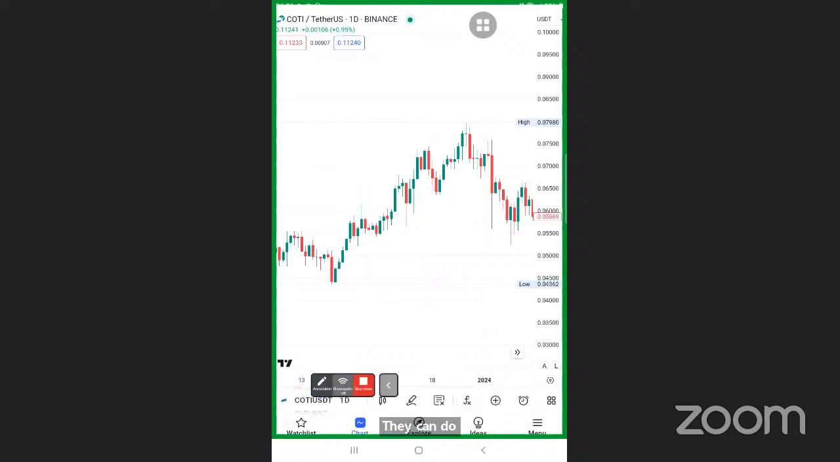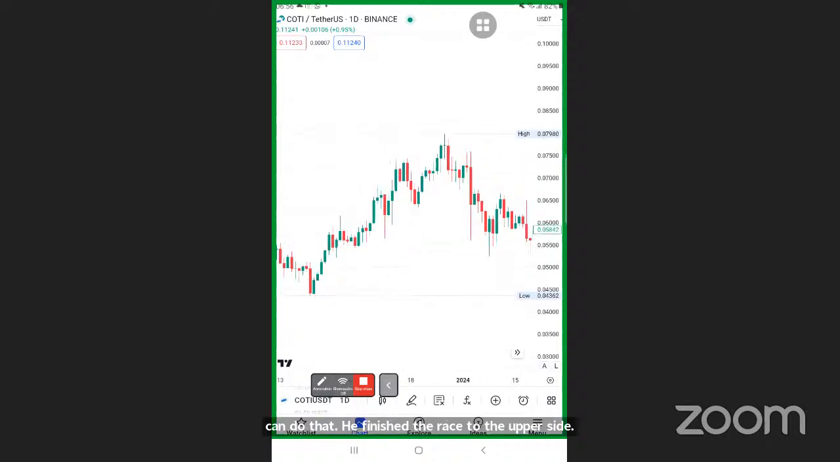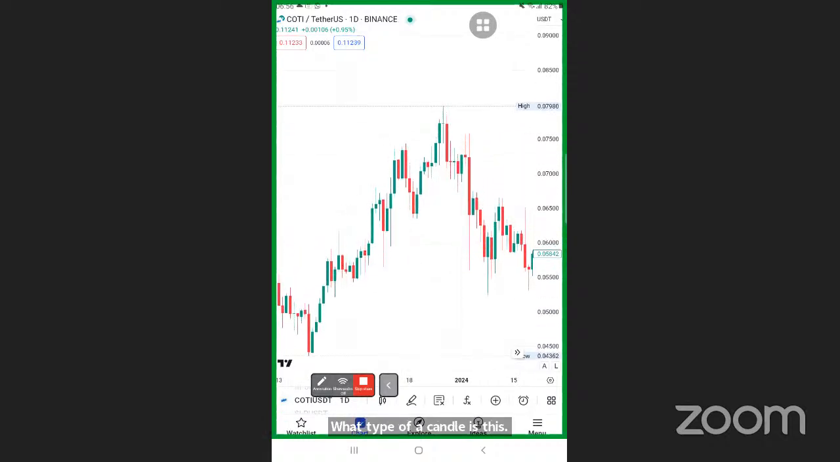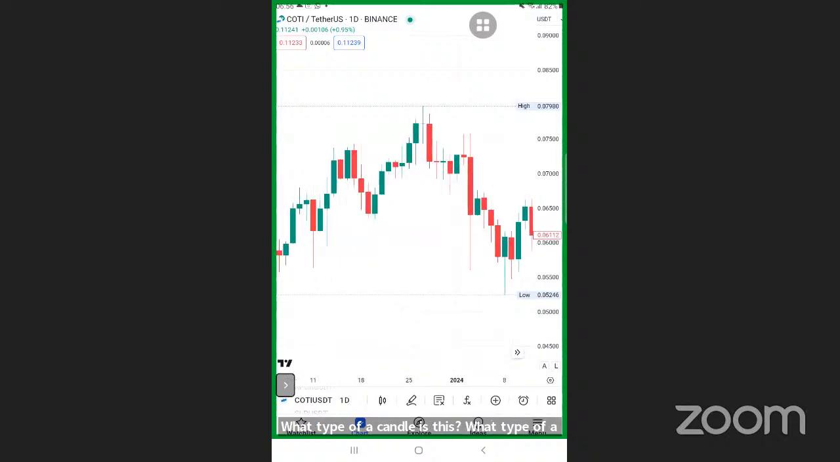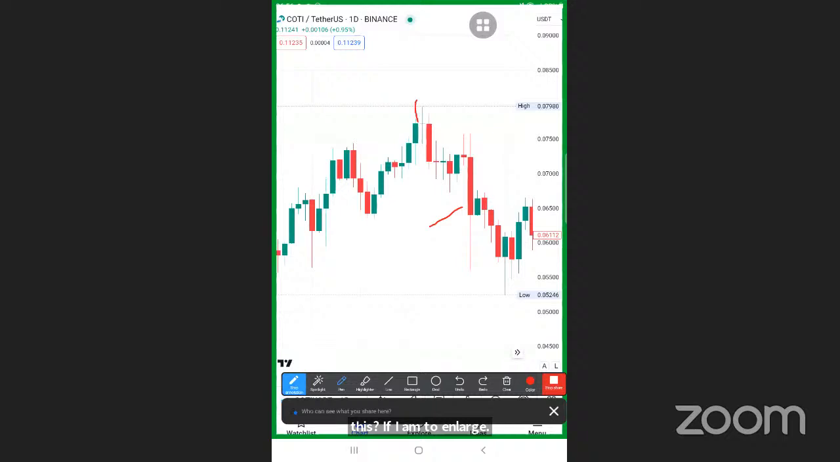What type of candle is this, if I am to enlarge the screen? What type of candle is this one here? Give me an answer in the chat.